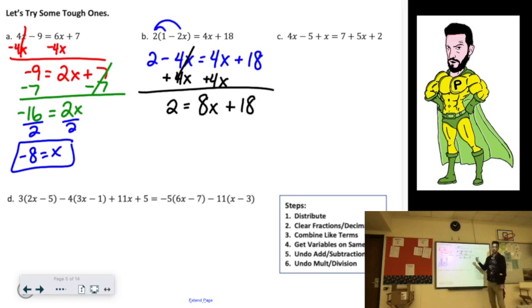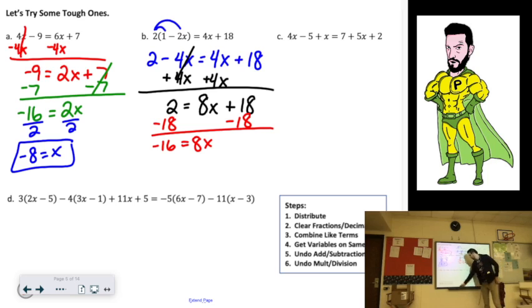All right, 8x plus 18. That's minus 18. Subtract it from both sides. 2 minus 18 is negative 16 equals 8x. Okay, divide by 8. Negative 16 divided by 8 is negative 2 equals x. Nice.